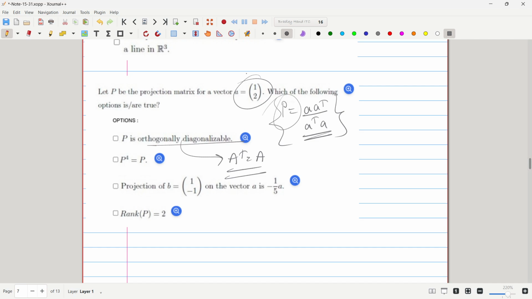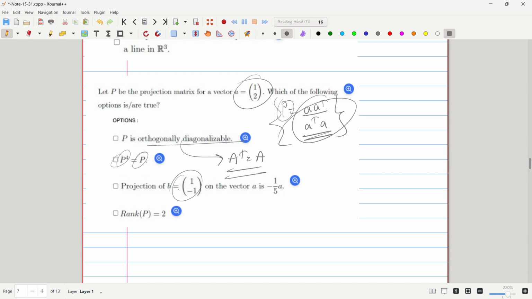Okay, so after finding the P matrix, you can apply the transpose. If the transpose comes out the same as the original matrix, your matrix will be orthogonally diagonalizable. Then you need to check whether P raised to the power is equal to 4. Again, by using this equation, first find the matrix P, then you can find the power of P, then equate it with the original matrix.